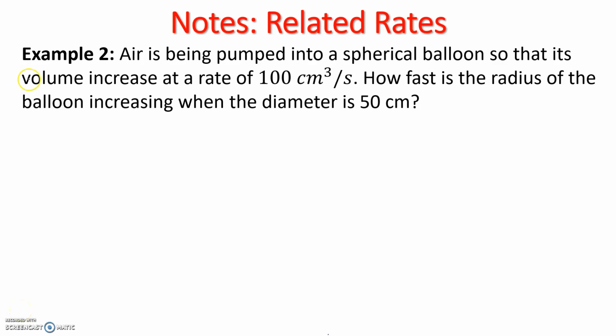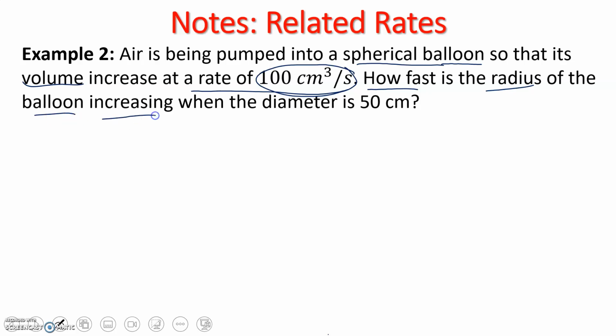All right, let's take another look at a related rates problem. Example 2. Air is being pumped into a spherical balloon so that its volume increases at a rate of 100 cubic centimeters per second. How fast is the radius of the balloon increasing when the diameter is 50?